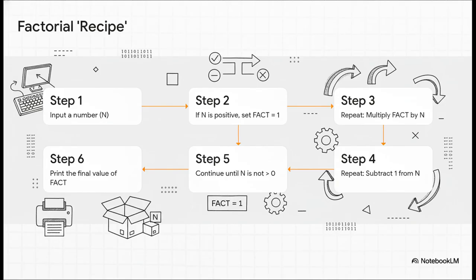Okay, so here's our recipe for the computer. First, we give it a number to start with. Let's call it n. Then it creates a little spot for our answer. We'll call that fact, and it sets it to 1. And here's where the magic happens. It starts a repeating loop. It multiplies fact by n, then it subtracts 1 from n. And it just keeps doing that over and over and over until n finally hits 0. And then, bam, it shows us the final answer it was storing in fact.